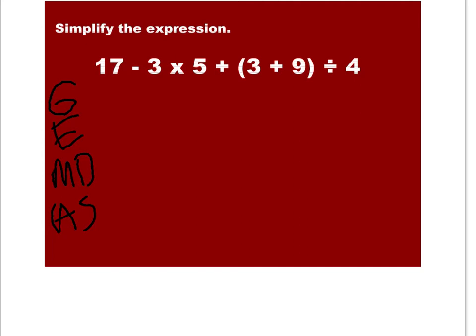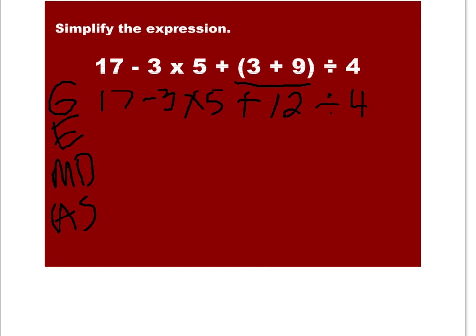So I look at this problem and I see a parentheses right here. So that's the first thing I'm going to do. So I'm going to copy everything else down, 17 minus 3 times 5 plus, now I have 3 plus 9. That equals 12, so I'm going to write the 12, and I do not need to write the parentheses anymore. Once you simplify a parentheses, you don't need to write it anymore. And then I'll bring down the divide by 4.